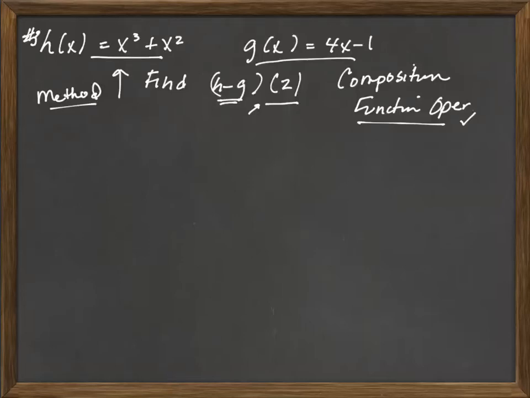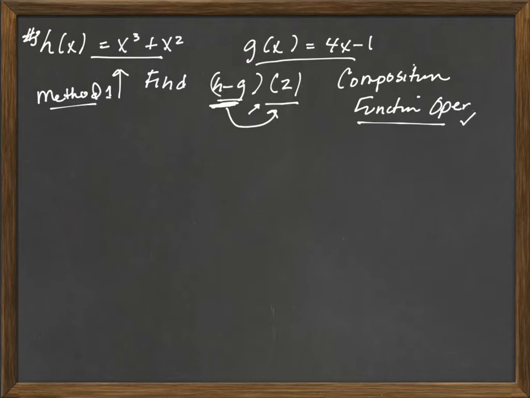Number 3 is a function operation question. It gives you a function h and a function g, and then it wants you to find h minus g of 2. So there's two methods to do this. Method 1 is to subtract the two functions first, and then substitute 2 in for x.